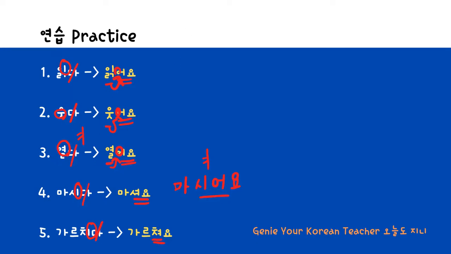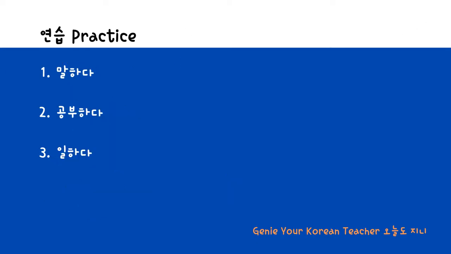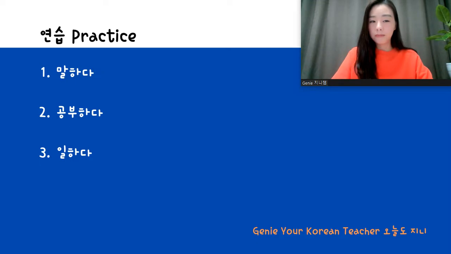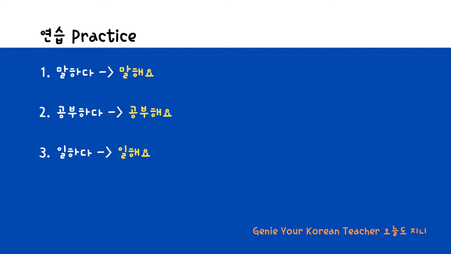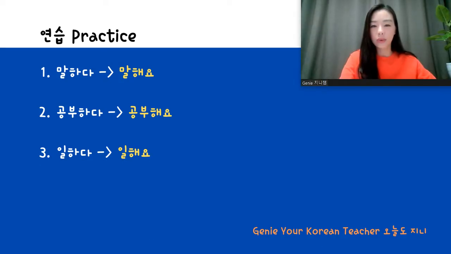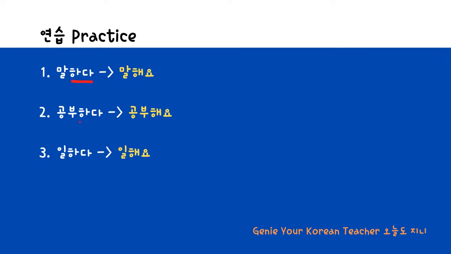Okay, then last page. Last practice, actually. So these are all the 하다 ending. So let's try this one. You can pause the video and try it first. Are you all done? Alright, let's try it together. 말하다 will be 말해요. And 공부하다, 공부해요. 일하다, 일해요. So this one, they all end with 하다, so you have to change it to 해요.